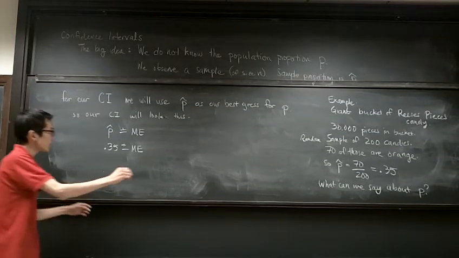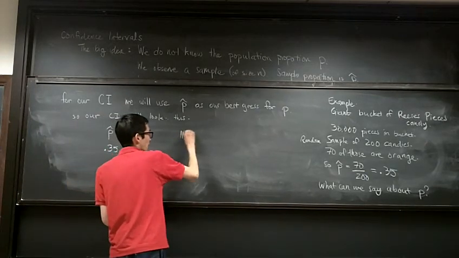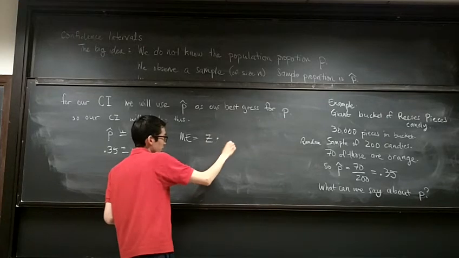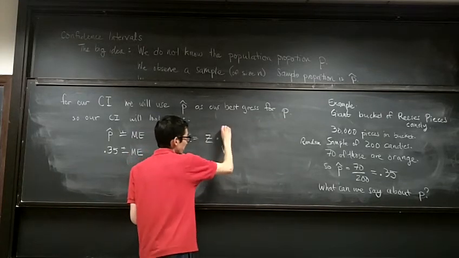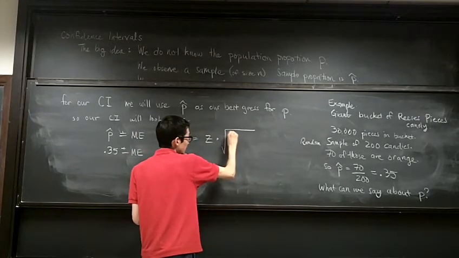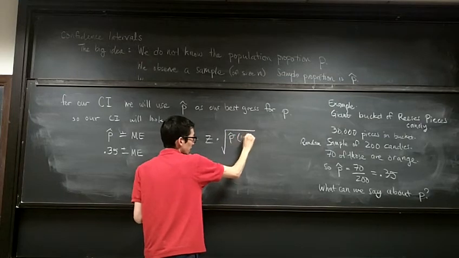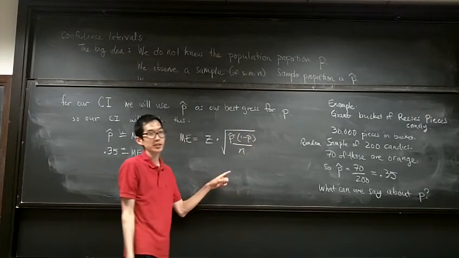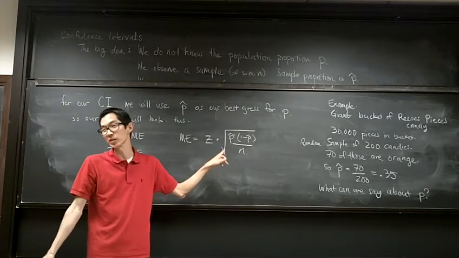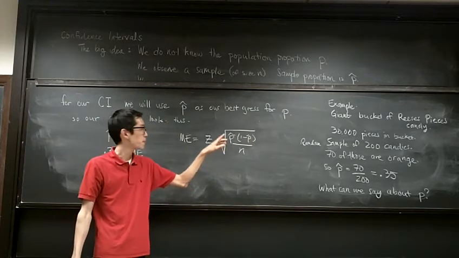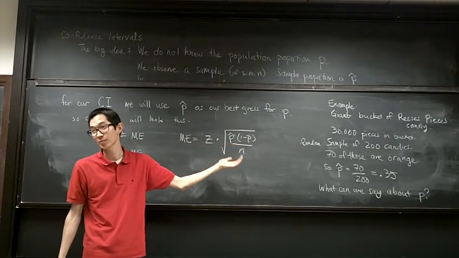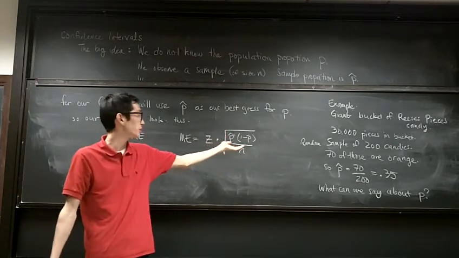Alright, so the margin of error is equal to z times what's known as the standard error, and that's the square root of p hat times 1 minus p hat divided by n. This should look familiar, except we put hats over the p's. And they're hats because we don't have the actual p. If we had the actual p, we'd use that. But we don't have it.